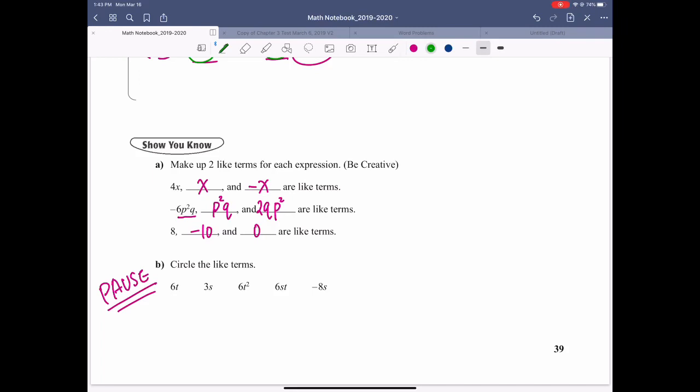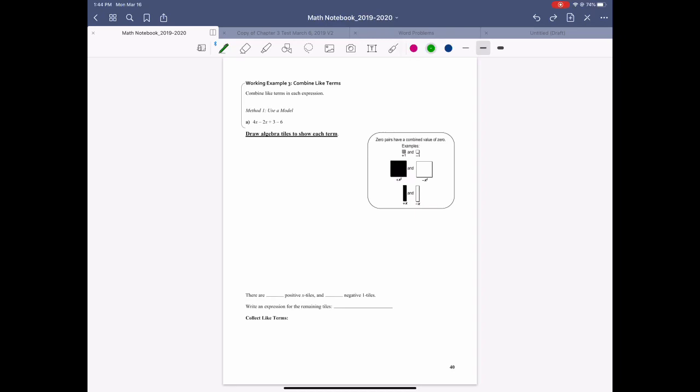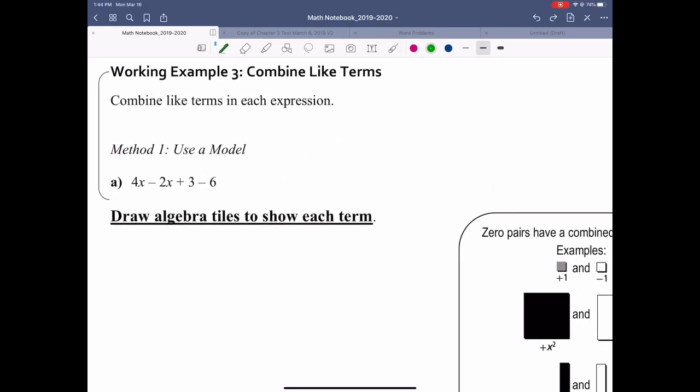Okay, like terms here would be S and S, same variable, same exponent, so they are like terms. Is there anything else? T and T, they are the same in this case, but this is T2, this is T1, so it doesn't really make sense. So this is ST here, so nothing else is ST, so yeah, that's it.